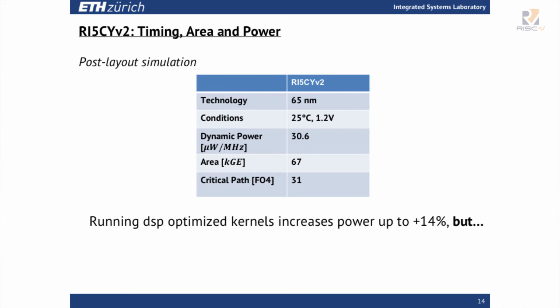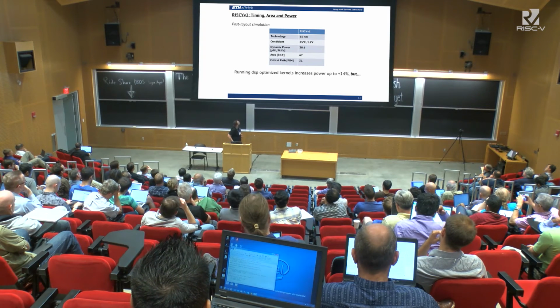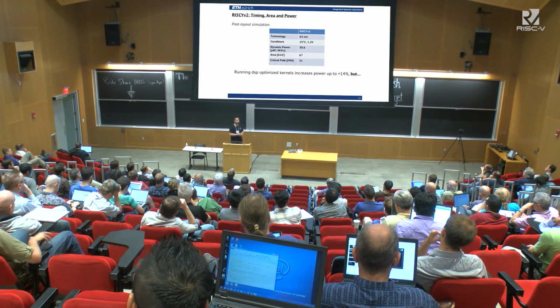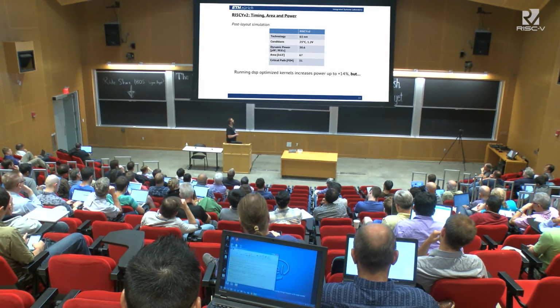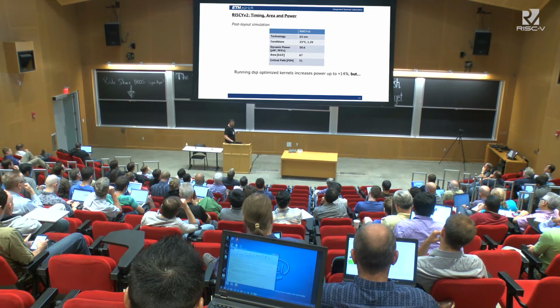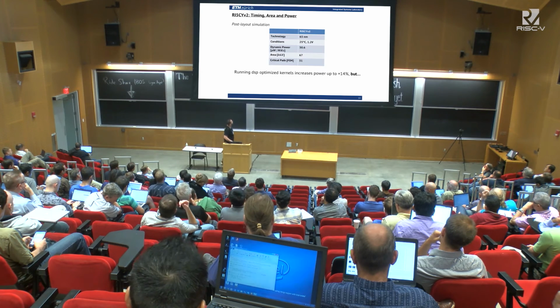Let's talk about post-layout simulation. We synthesized and did the back end of our Riscy V2 in 65 nanometers. We achieved a dynamic power of 30.6 microwatt per megahertz. The area is 67 kilogate equivalents using the NAND2, and the critical path is 32 gate equivalents using the inverter, which derives from other inverters. So running DSP optimized kernels increased the power, because you can imagine the dot products consume much more power than the normal multiplication, because it's a bigger multiplier, it's much more complex.